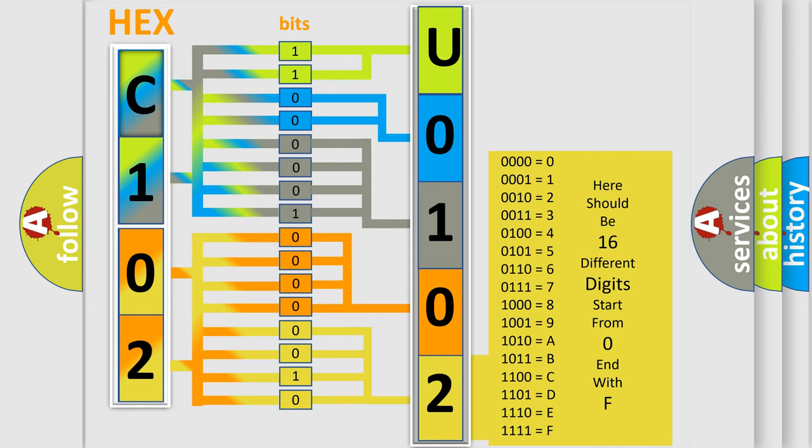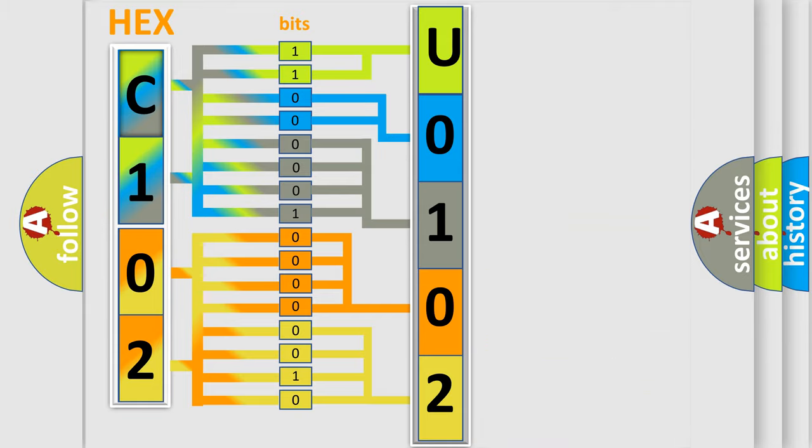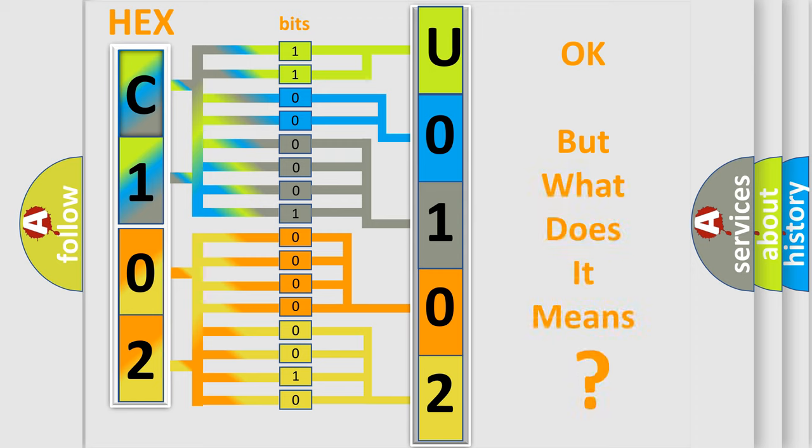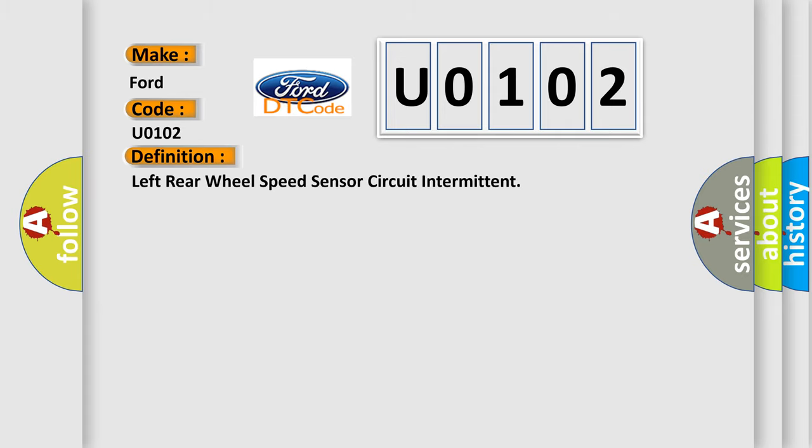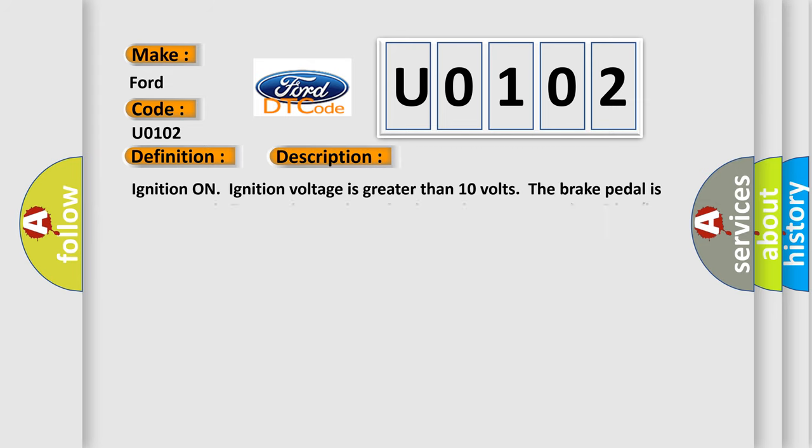We now know in what way the diagnostic tool translates the received information into a more comprehensible format. The number itself does not make sense to us if we cannot assign information to what it actually expresses. So, what does the diagnostic trouble code U0102 interpret specifically for Infiniti car manufacturers? The basic definition is: left rear wheel speed sensor circuit intermittent. And now this is a short description of this DTC code.